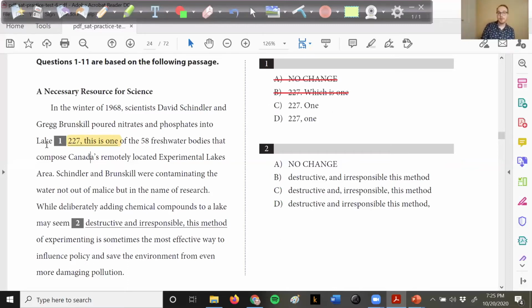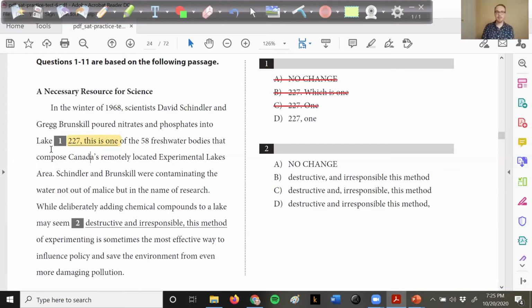Lake 227, period. Okay, complete sentence all the way up to the period. Now, how about after the period? One of the 58 freshwater bodies that compose Canada's remotely located experimental lakes area. Well, that's not its own sentence either. That can't stand on its own. We needed that comma there if we were going to change "this is one" to "one." Then that really only leaves us with D.